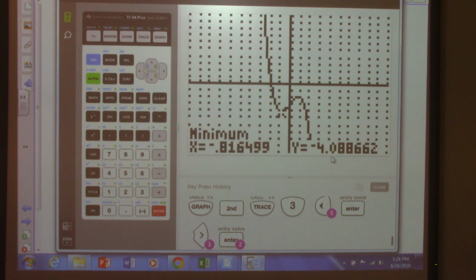So here's our minimum and where it occurs, right? Negative 4.09.